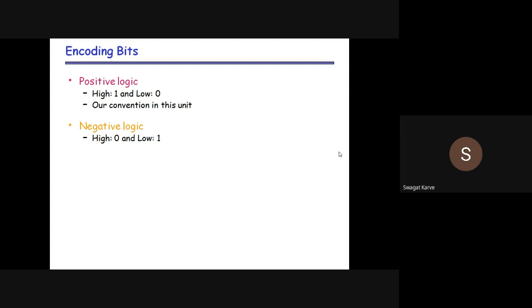Now positive logic and negative logic, right? For positive logic, the high will be treated as logic 1, and the low will be treated as logic 0, right? Now we are using this positive logic convention for our discussion. That means 0 is for low logic, and 1 or logic 1 is for high logic. Okay, so you have to remember this terminology.